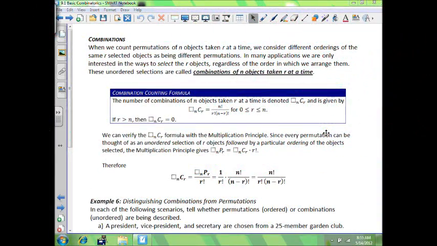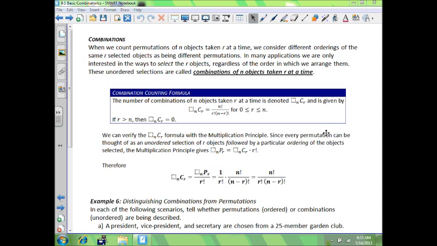In the previous set of videos, we talked about permutations. And again, permutations need order. Combinations do not need order, which we'll talk about here. When we count permutations of n objects taken r at a time, we consider different orderings of the same r selected objects as being different permutations.